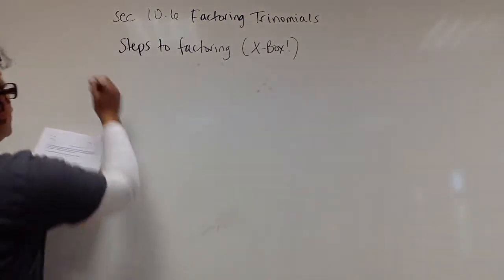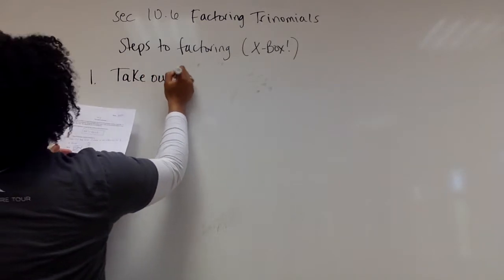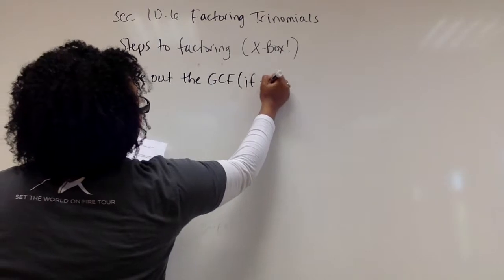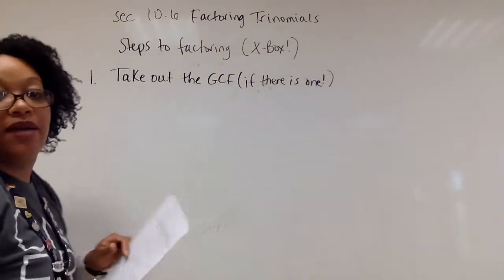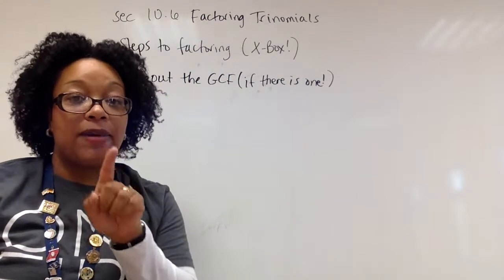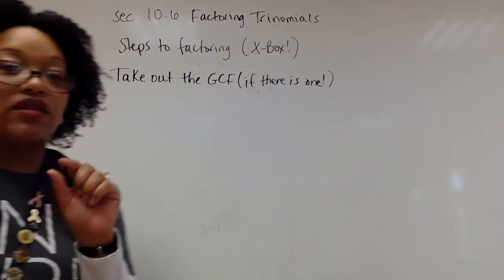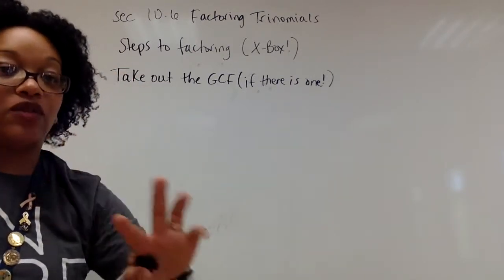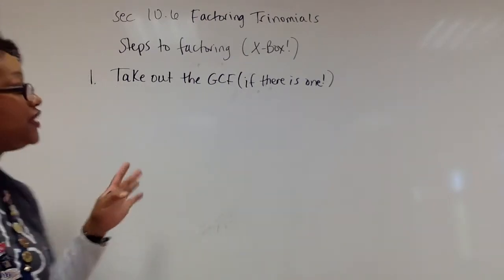So for step number one, we're going to take out the GCF and we're going to put it in parentheses if there is one. Now, we spent some time in section 10.5 talking about the GCF, the greatest common factor. And when you are solving, we're not solving them yet, simplifying polynomials so that you can put them in different formats, taking out the GCF is very important.